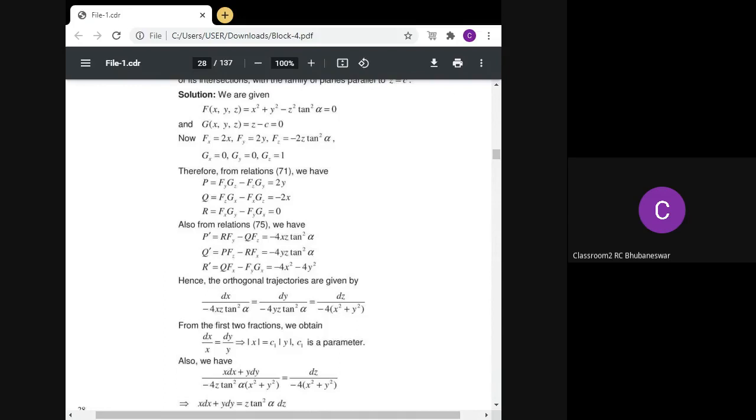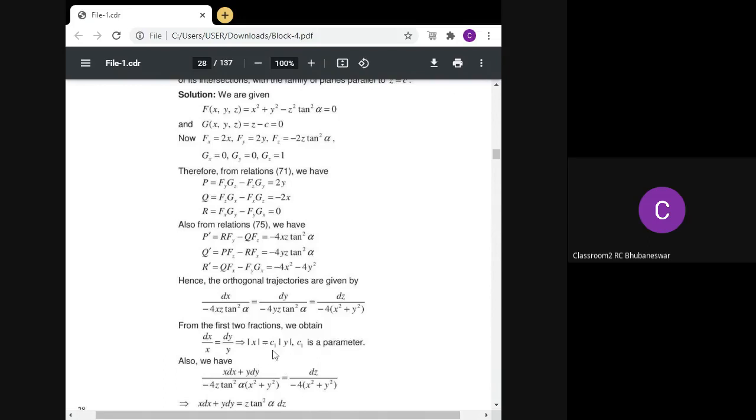Now, the solution procedure will be exactly the same. We choose the first two fractions, and clearly in the first two fractions, tan square alpha will get cancelled, and minus 4 will get cancelled. Then we have a simple relation dx by x equals dy by y. And after integrating both sides, we have a relation x equals c1 y.